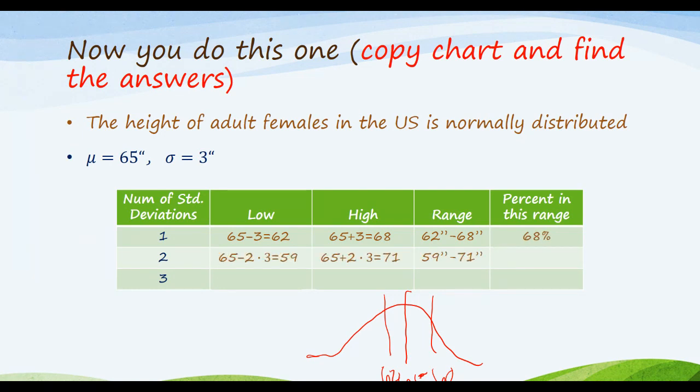But then notice again, you're just going up 3 more and down 3 more to get your 95%. And then lastly, 3 more again, both directions, to get your 99.7%.